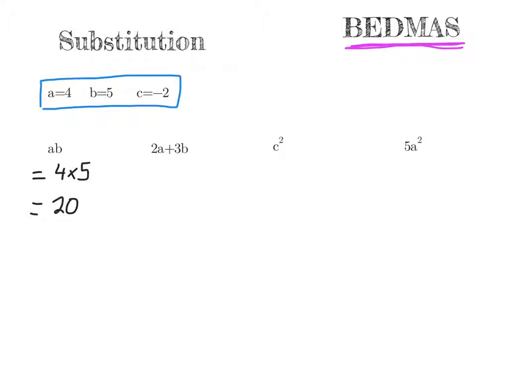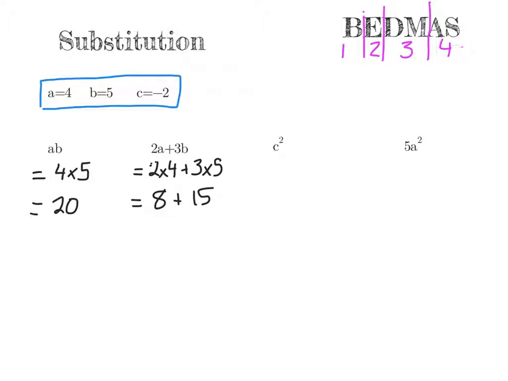Okay, and our second question, 2A plus 3B. So we get 2 times 4 plus 3 times 5. And this is where we need to use our rule of BEDMAS. We have our levels here. We have brackets, and then exponents, which is your powers, then division and multiplication, and then addition and subtraction. So we have 4 levels. Because multiplication comes before addition, we have 2 times 4 is 8, 3 times 5 is 15, and then we can add them together, which is 23. Now, a calculator will do that in the right order for you, so you can use a calculator to help you.